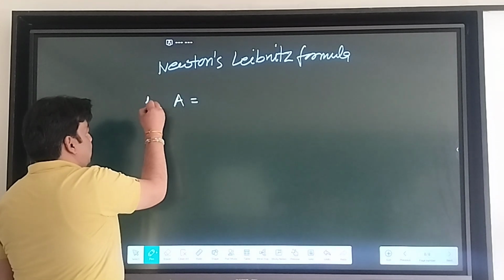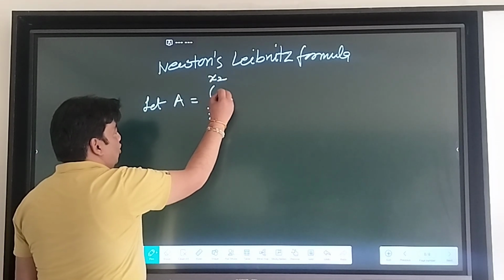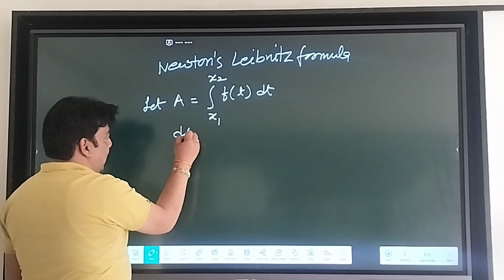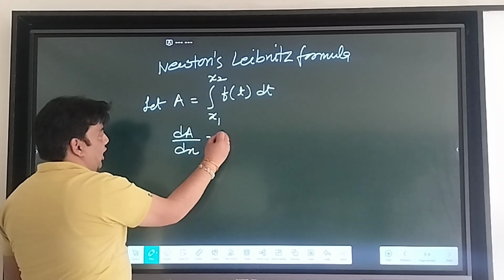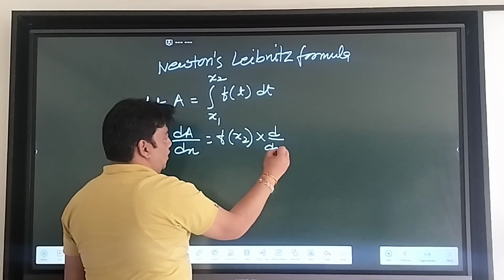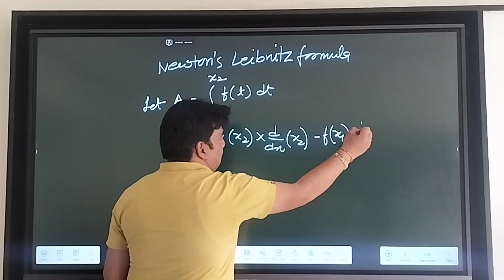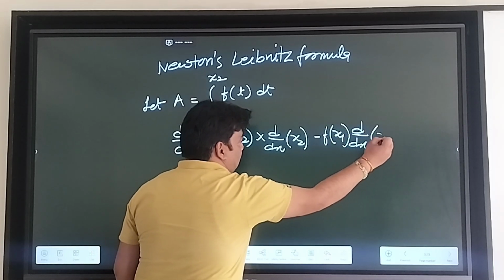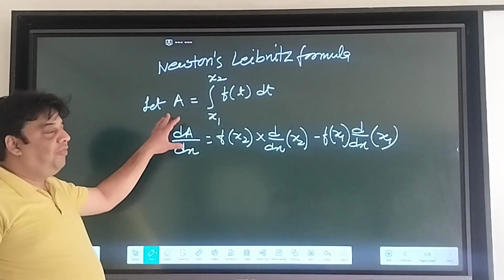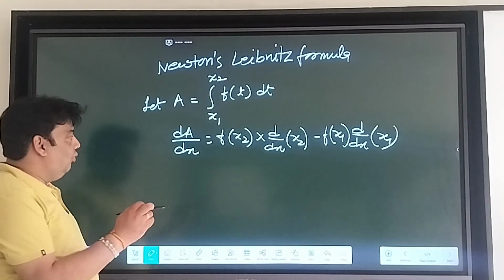Let A be the integral from x1 to x2, where these are functions of x, of f(t) dt. Then dA/dx would be, by the direct formula, f(x2) into d/dx of x2 minus f(x1) into d/dx of x1. So what is this formula for? It is to differentiate without actually integrating. I can prove this formula also.